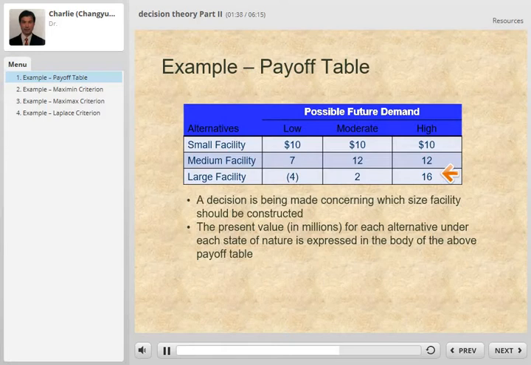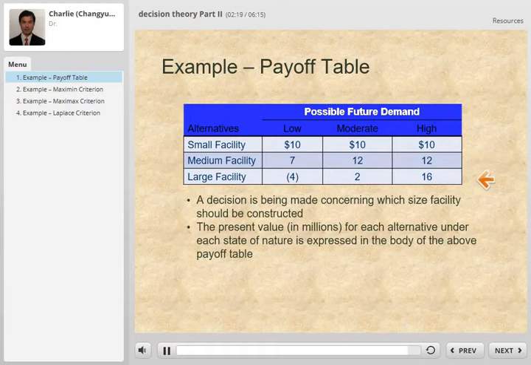So if we look at this, now we need to decide, do we want a small facility? Do we want a medium facility? Do we want a larger facility? Take a moment and think about it and see what you think. Some of us are probably going to think, we want a stable payoff, $10 million. We don't need to worry about it. Some of us might want to take a chance to hit the $16 million, but we bear the possibility that we're losing $4 million when the demand is low. So what are we gonna do?